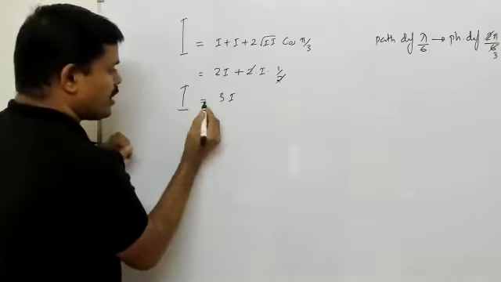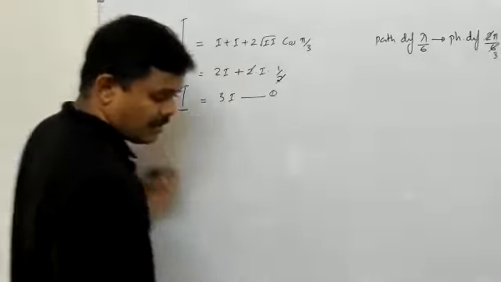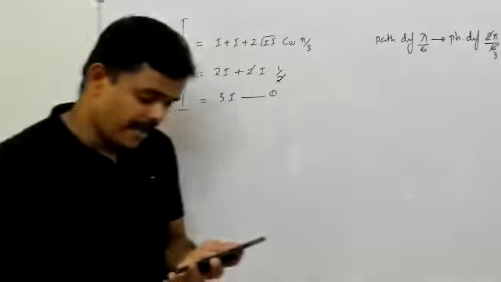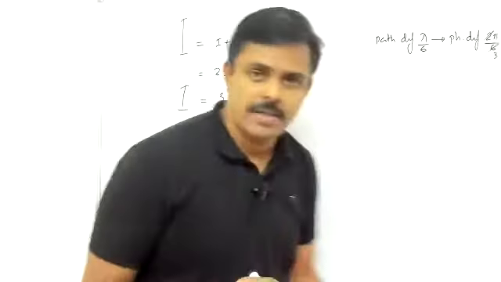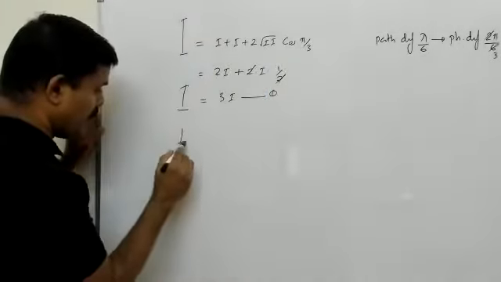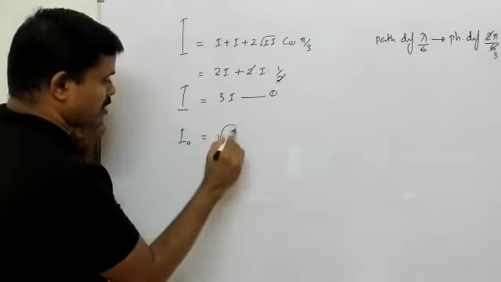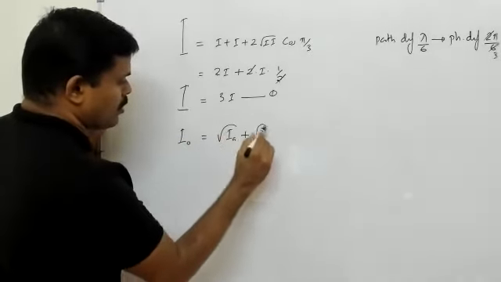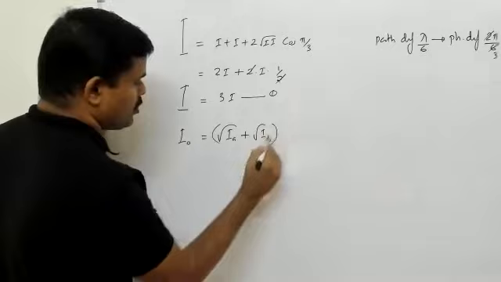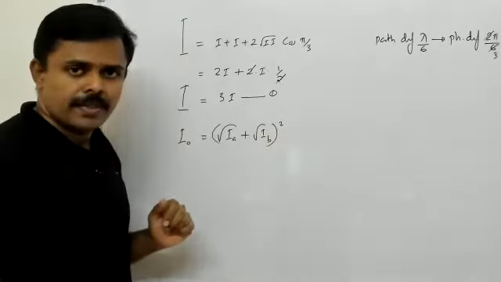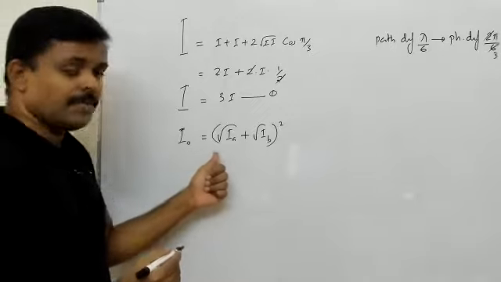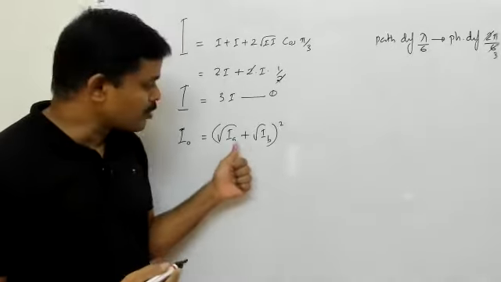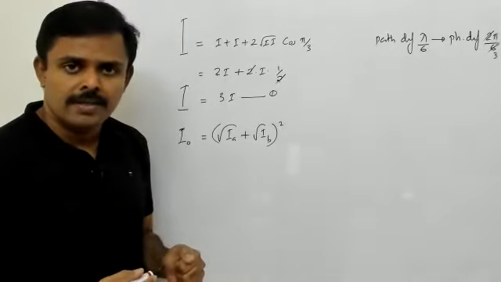This is my first equation. Now they are talking about a maximum. If I0 denotes maximum intensity, so I am writing I0. How do you find the maximum? Intensity maximum is given by IA plus IB plus 2 root IA IB, that is root of IA plus root of IB the whole square. That is how you find the maximum.